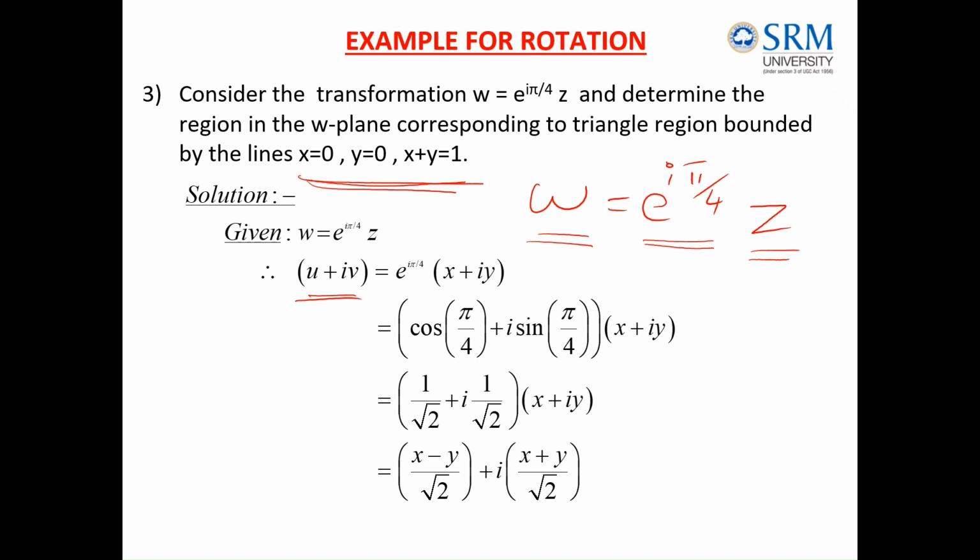So we already know e power i theta can be rewritten as cos theta plus i sin theta. Therefore I can rewrite e power i pi by 4 as cos pi by 4 plus i sin pi by 4. Cos pi by 4 is 1 by root 2, plus i times sin pi by 4 is 1 by root 2, multiplied by x plus iy. So if you simplify this and separate the real and imaginary part, you will get the real part as (x minus y) by root 2, imaginary part as (x plus y) by root 2. So that you can easily equate this with u and v.